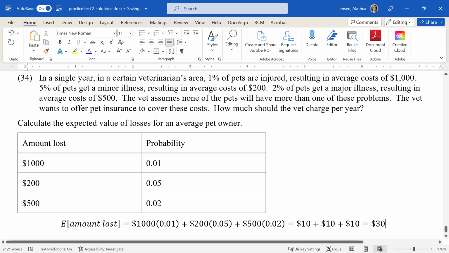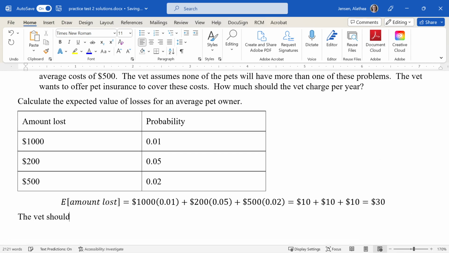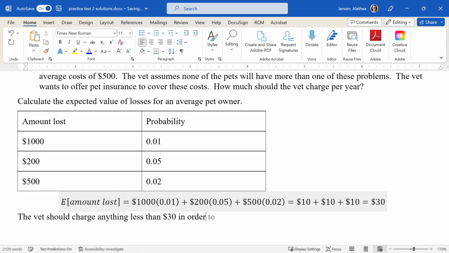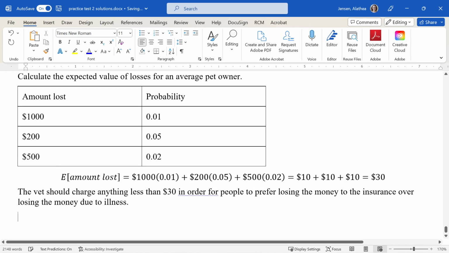Less than that. Okay, so the vet should charge anything less than $30. Well, okay, this is a little bit of a tricky question, right? So he needs to charge less than $30 in order for people to think this is a good deal, in order for people to prefer losing the money to the insurance over losing the money due to illness. Okay, but there's a little catch-22 here.